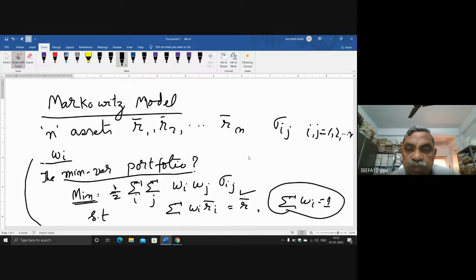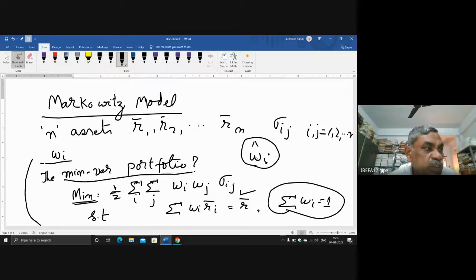In the process of minimizing, you will have these wi hats. So once you know wi hat, that means you will know the portfolio. After all, what is a portfolio? What proportion is to be invested from the total amount on a particular asset? That gives you the portfolio.